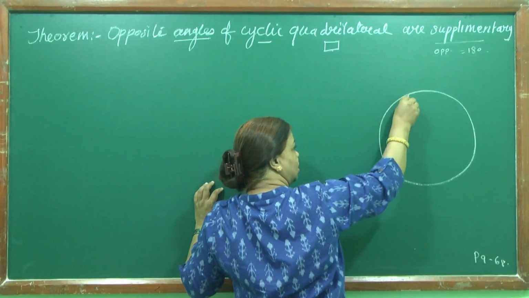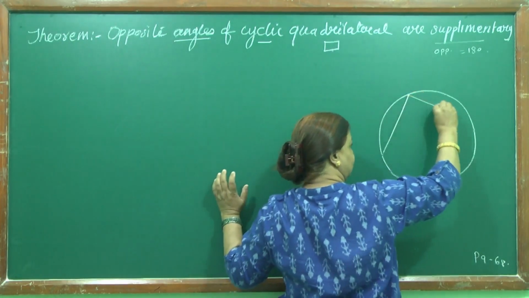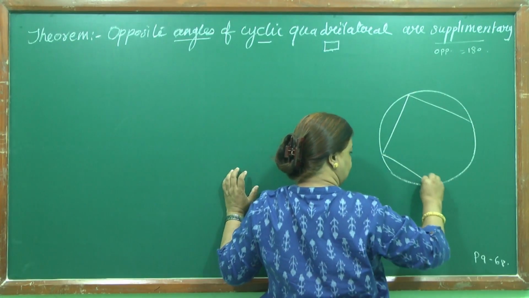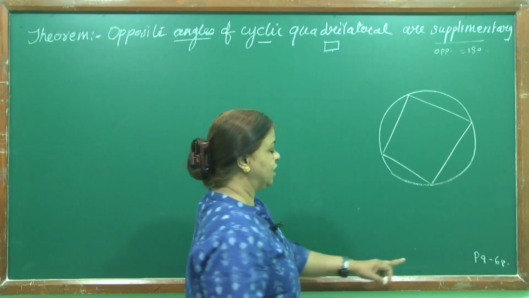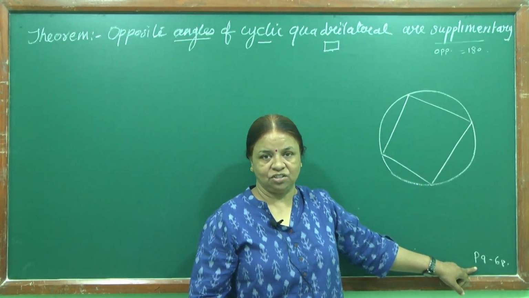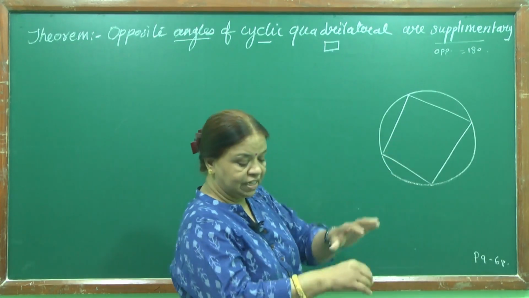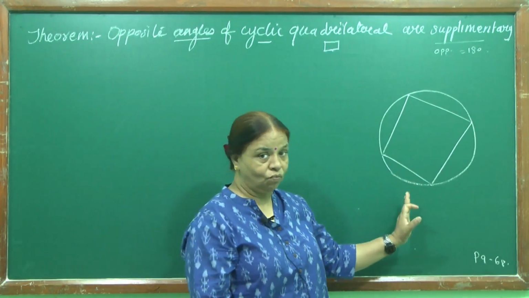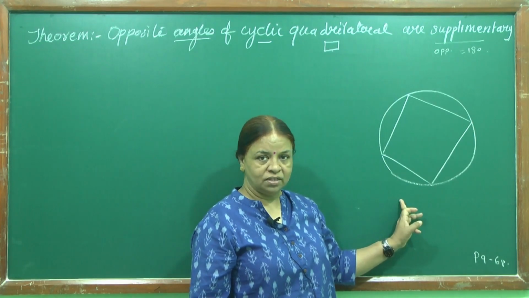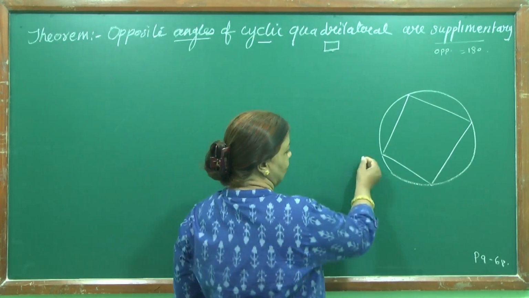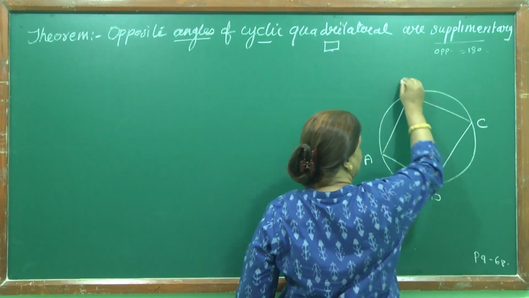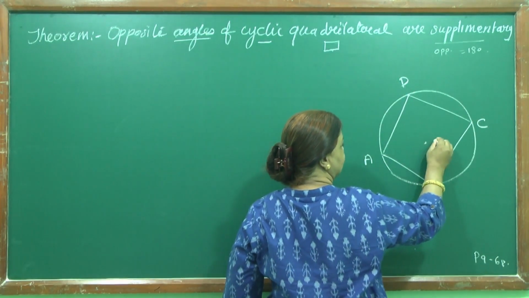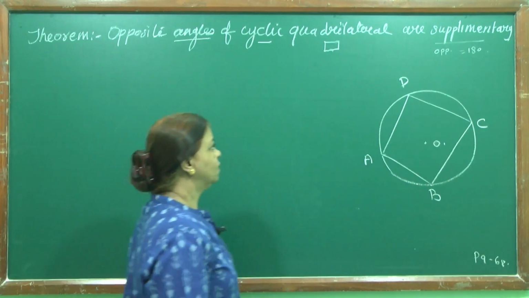Let me draw a quadrilateral here. This is given in the form of an activity in your textbook, page number 68, children. First you have to understand the concept, and then as homework you have to fill in your textbook. So let me label it A, B, C, D, and O is the center of the circle.